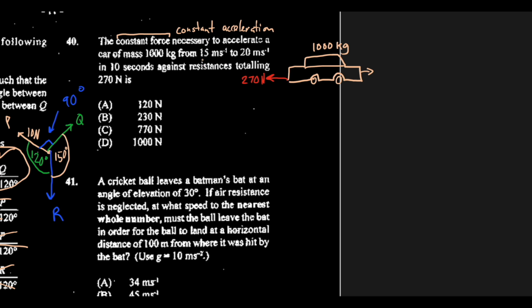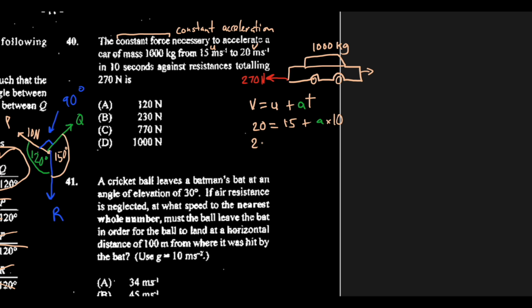So we have to work that out. Since it's constant acceleration, we can use the SUVAT formulas. So we have V, the final velocity, and U, the initial velocity. V is equal to U plus, we want to figure out what the acceleration is, and we have a time. So V is 20, which is equal to U, which is 15, plus acceleration multiplied by time 10.